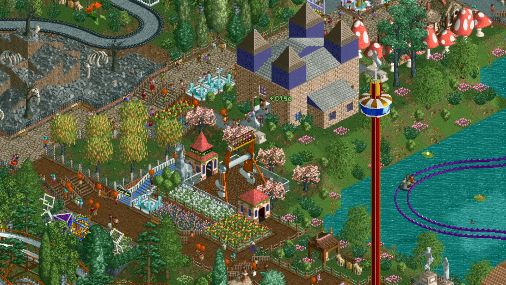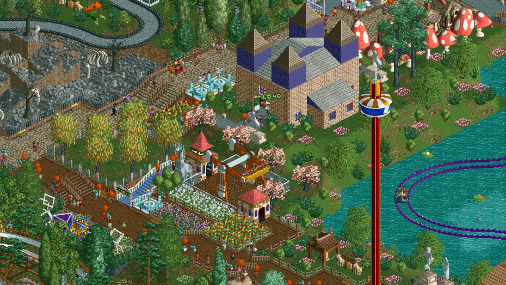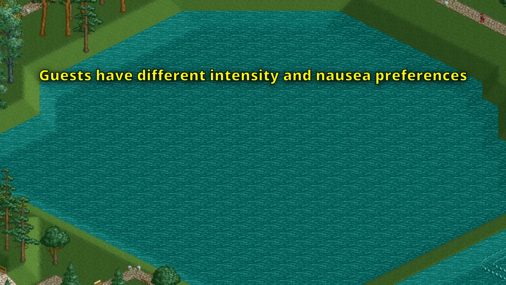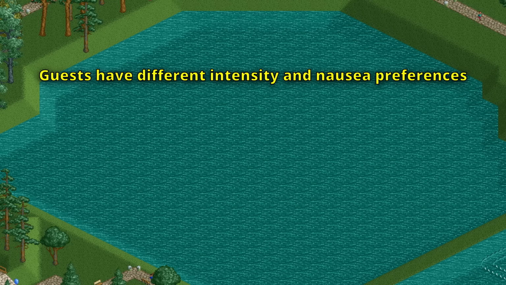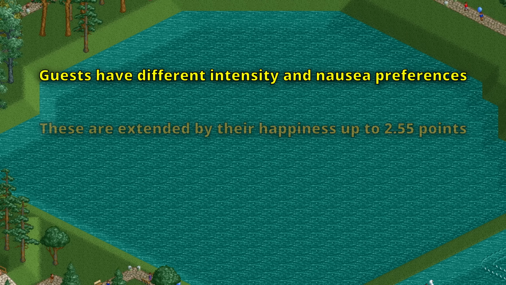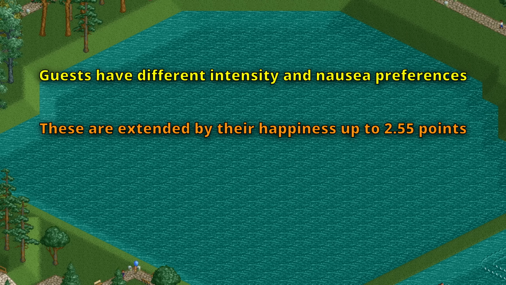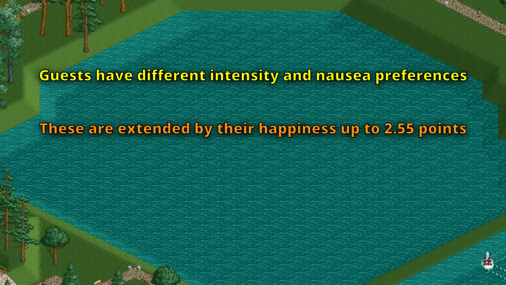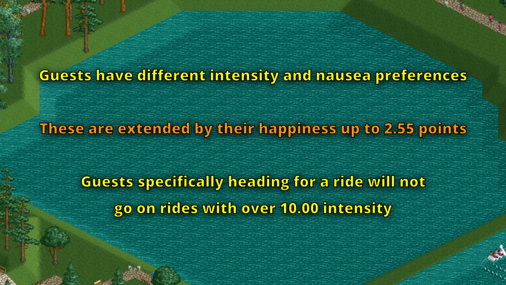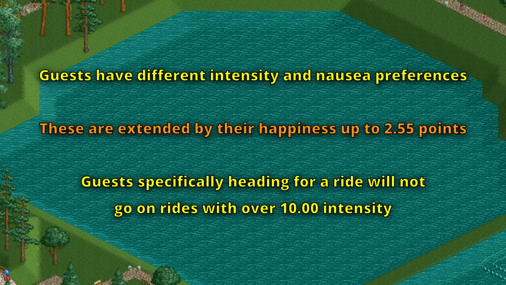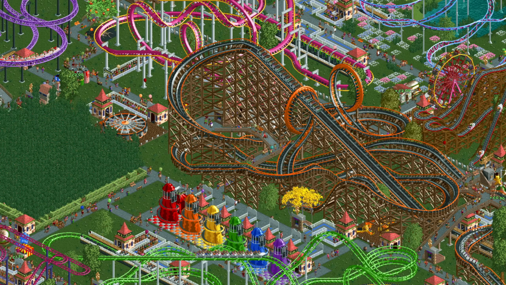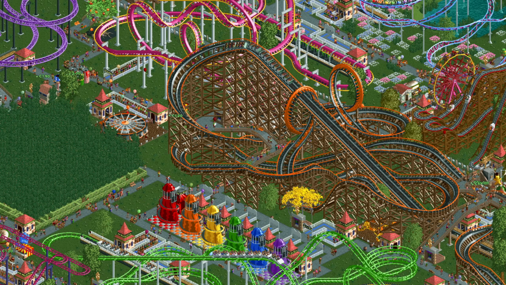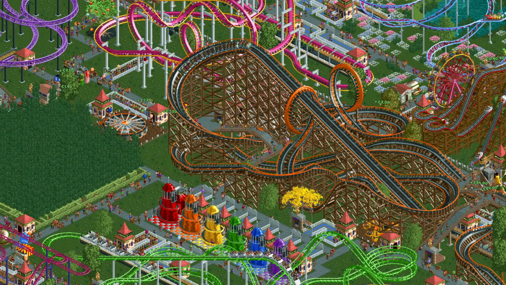Before we move on to the next section, let's summarize what we've learned so far. Guests have different intensity and nausea preferences, which are used to check whether they should go on a ride. These ranges are extended by the happiness of the guest, allowing them to stray up to 2.55 points outside of that range and even go quite a bit above 10 intensity and nausea. However, guests specifically heading for a ride will not go on it if the intensity is above 10, so keeping it below that is still a very good idea. Now that we know how that works, let's have a look at the distribution of preferences among the guests and after that how they can change over time.